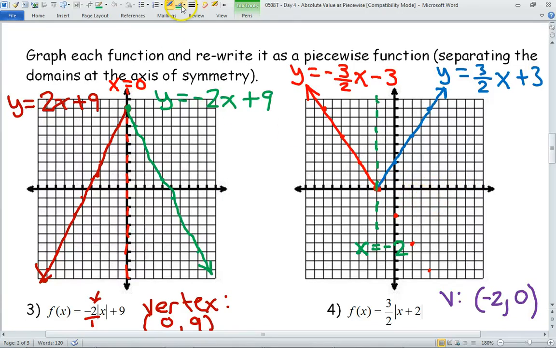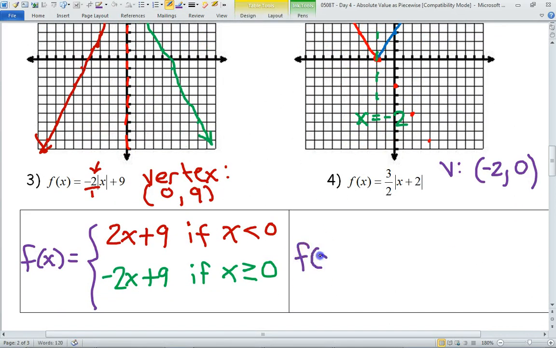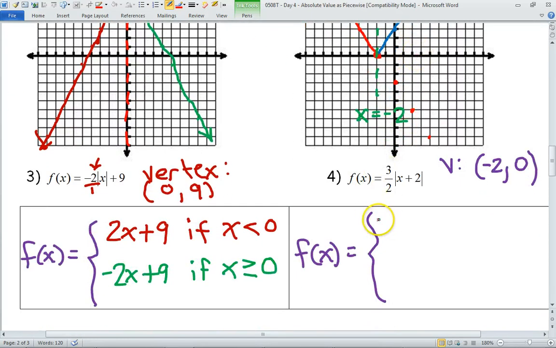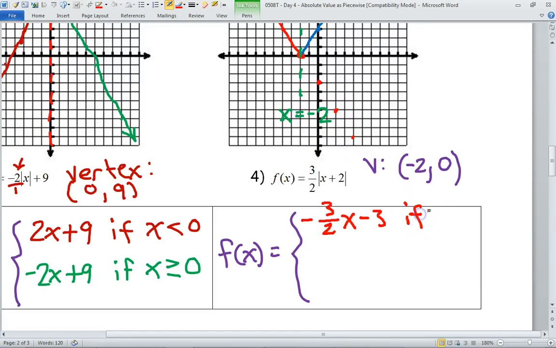Let's pull it all together. Okay, so here we go. F of x equals, just getting it all set up. Let's work left to right as I like to do. Let's do the red one first. Okay, so let's start with the red equation. -3/2x minus 3. So here I go. -3/2x minus 3. Remember, the axis of symmetry is here at -2. So I'm going to say if x is less than -2. It's all about the axis of symmetry. That's the cutoff point.